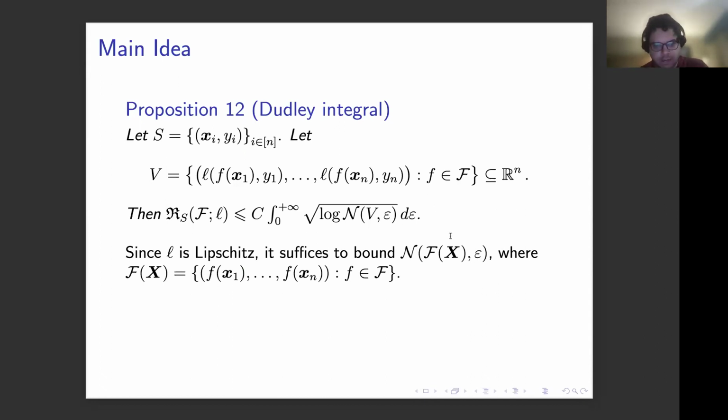So what is our set V? For us, it's this. We fix training data, x1 through xn, and then we apply to it all possible hypotheses in our class, so all possible neural networks with a specified architecture. This gives us some subset of Euclidean space, and that's our set V that is arising in Dudley's integral here.